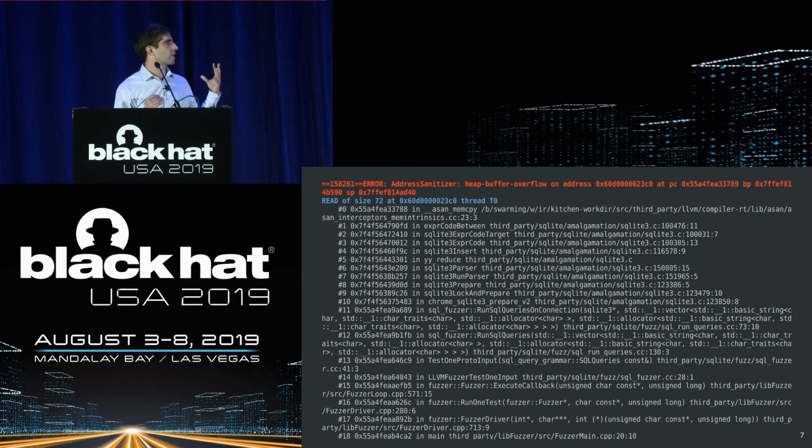One of my coworkers, Matthew Denton, actually wrote a structured fuzzer for SQLite last fall. And this fuzzer would generate SQL statements to be executed by SQLite. And it immediately started finding vulnerabilities that weren't found by AFL and libFuzzer, including this heap overflow that you see on the screen.